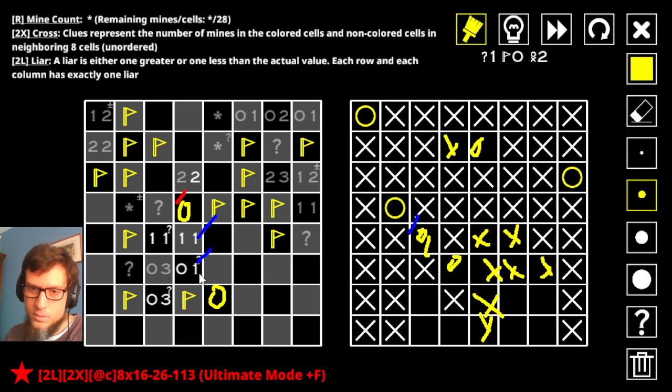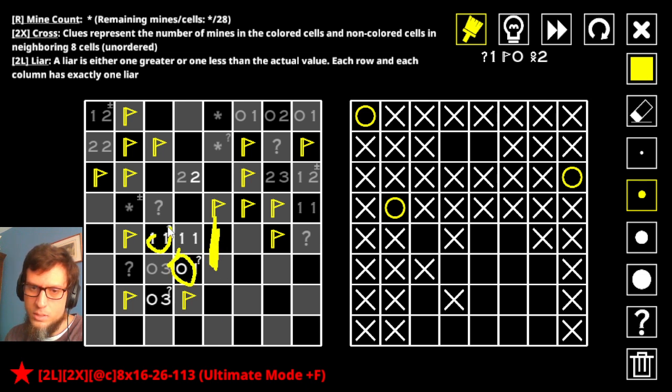Alright, so if one of these, yeah, okay. In particular, if one of these two is a mine, then it forces both of these to be liars, which does some stuff, I guess, but I don't know. What about you?